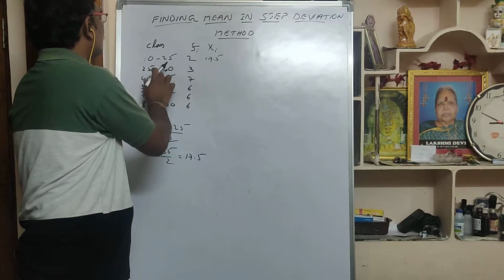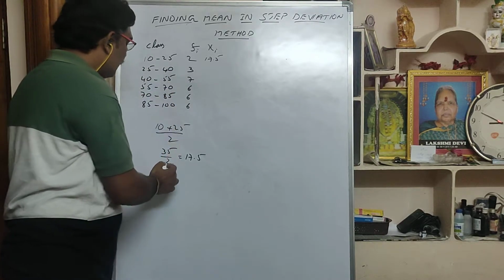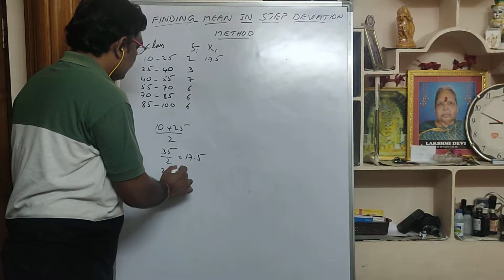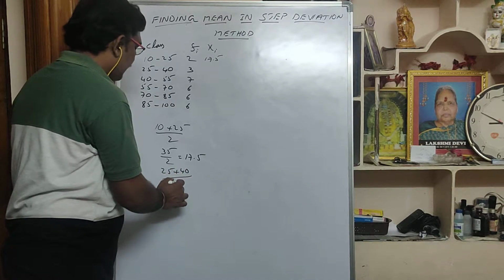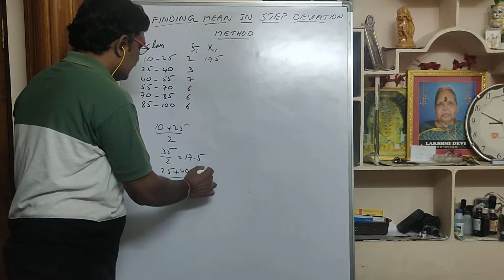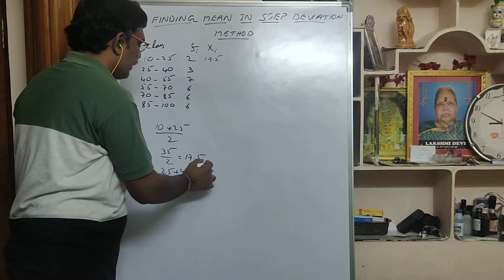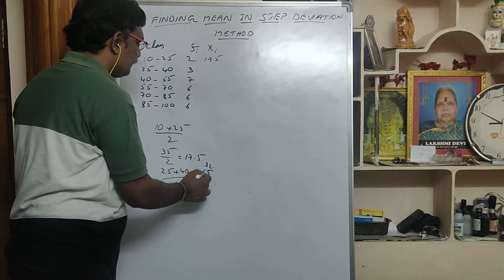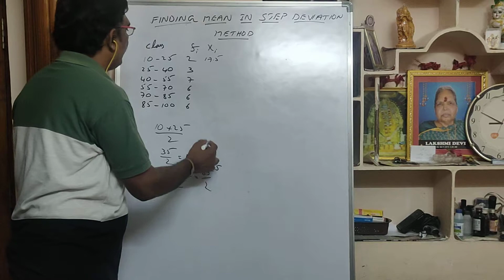Again, to get the next one, you should take the sum of these two divided by 2, that means 25 plus 40 by 2. You are getting 65 by 2, which is again 32.5.